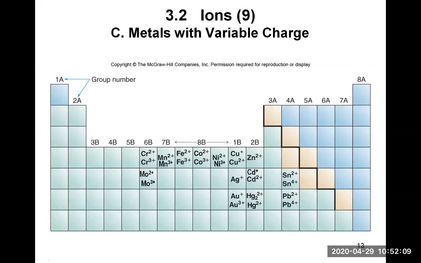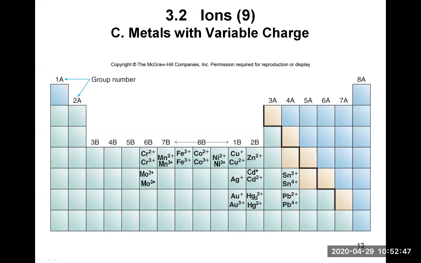With variable charge. So the transition metals, those metals in the B groups, are typically variable charge metals. And here it shows how chromium can be 2 plus or 3 plus, molybdenum, same, manganese, iron, cobalt, nickel, well, they all have 2 or 3 plus. I didn't notice that. So copper, cadmium, gold, and mercury are all making different kinds of ions.